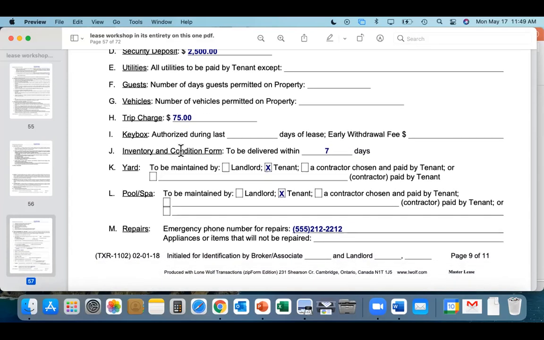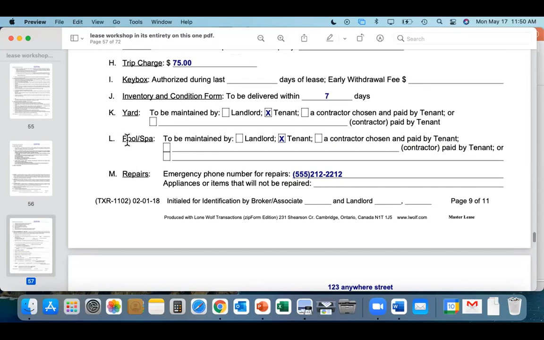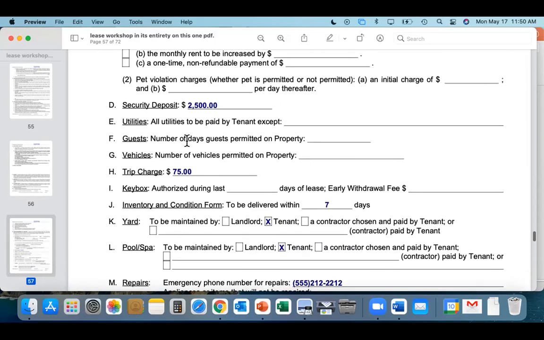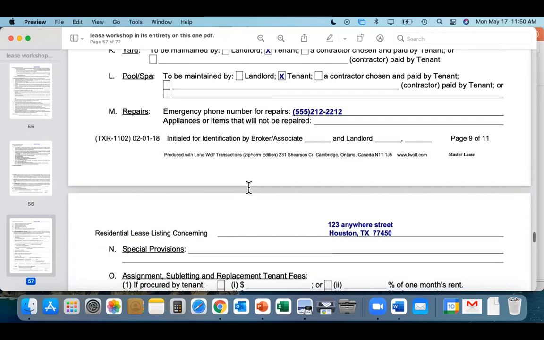This is where he tells you how many days he wants the inventory and condition form, because I want this delivered to me in 7 days or 10 days or 3 days. This is where the landlord will tell you, I want the yard to be maintained by me or by the tenant. This is where he tells you how he wants the pool and spa taken care of. And this is where the landlord tells you the phone number and who the tenant needs to call for repairs. So this is an important section of your listing agreement because this is how you fill out the lease.